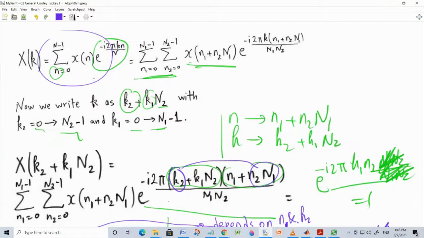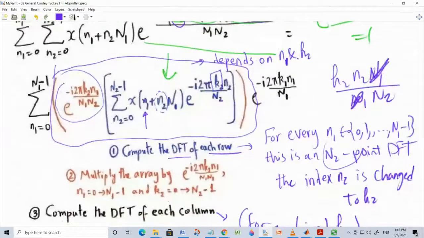It is just written in a smart way by changing index n to n1 plus n2 big N1, and k to k2 plus k1 big N2, and then splitting the exponential and strategically thinking about the terms that we have. So the terms that we have can be rearranged so that you do the following. You do the DFT of each row, then you multiply by those guys, and then you do the DFT of each column, and then you have your DFT. You have the required DFT.